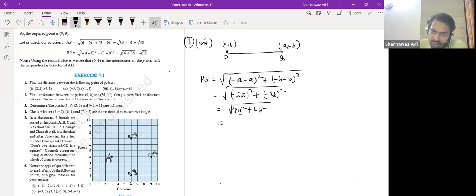So we can take 4 common. So this is a squared plus b squared, right? And 4 we can take outside. So this is 2 root a squared plus b squared. Am I correct?